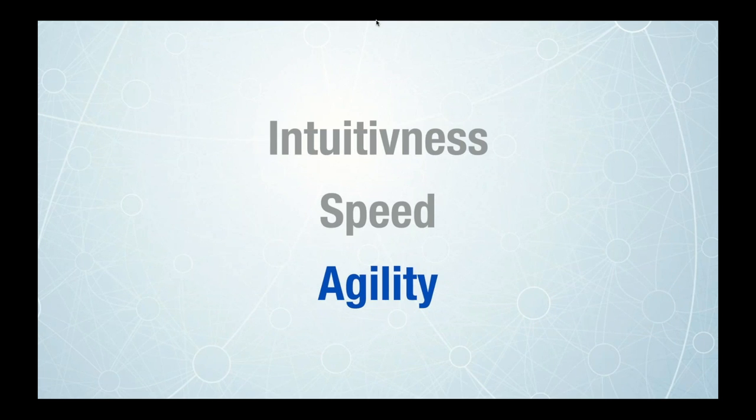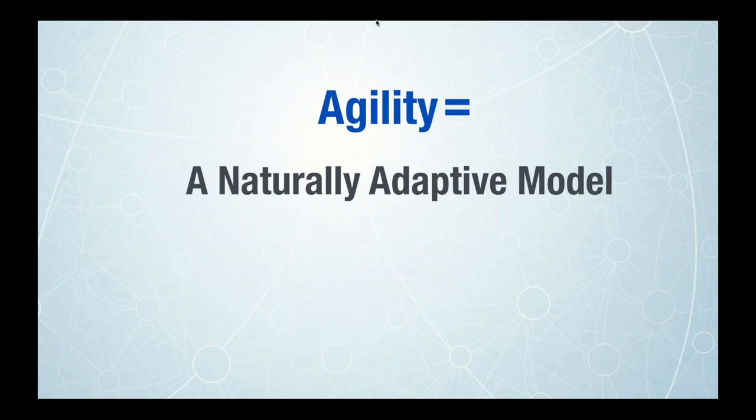And agility. Agility means a naturally adaptive model. Neo4j, we like to call schema optional. And what that means is that with Neo4j, you can choose to enforce some levels of schema in your database, or you can choose to make it optional. And what that means is that it's a lot faster to adapt your database to new data that's coming in. As your business changes, you can easily adapt your data model by adding new relationships or new nodes or new properties, which you're going to learn about here shortly.